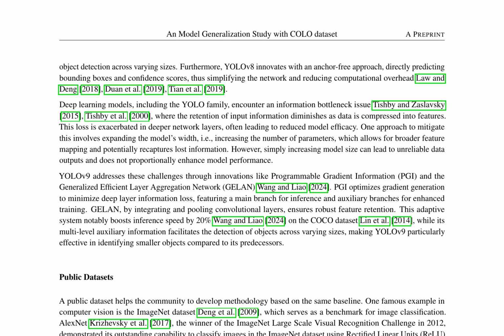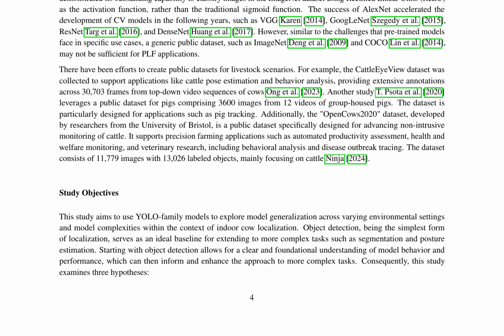GELAN ensures robust feature retention by integrating and pooling convolutional layers, notably boosting inference speed by 20% on the COLO dataset while facilitating the detection of objects across varying sizes. Public datasets play a crucial role in the development of methodology based on the same baseline. For instance, the ImageNet dataset serves as a benchmark for image classification, accelerating the development of CV models.